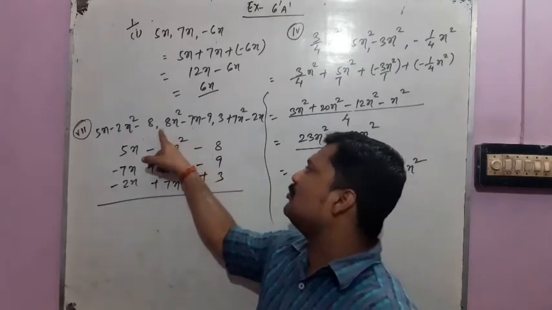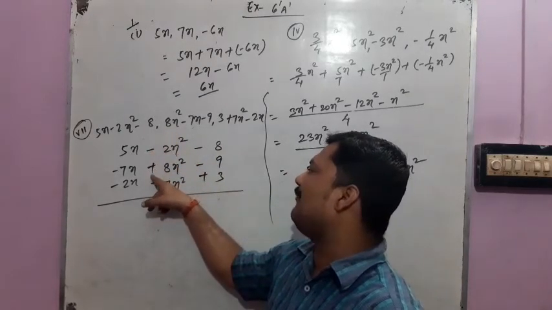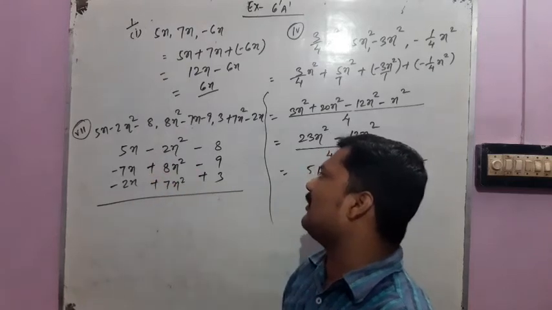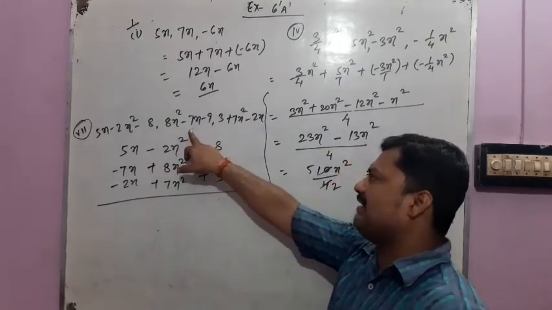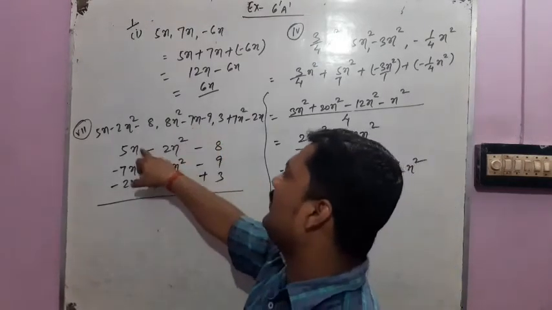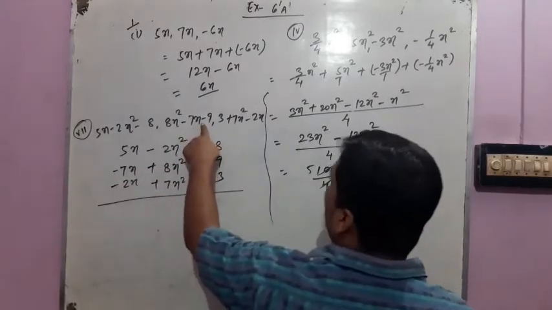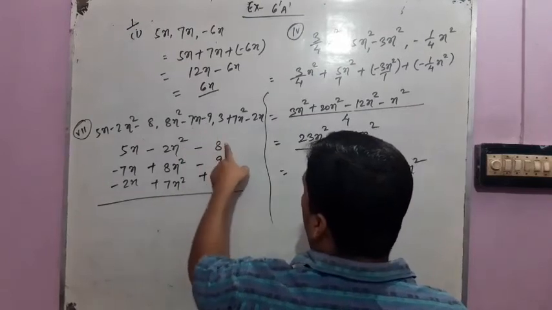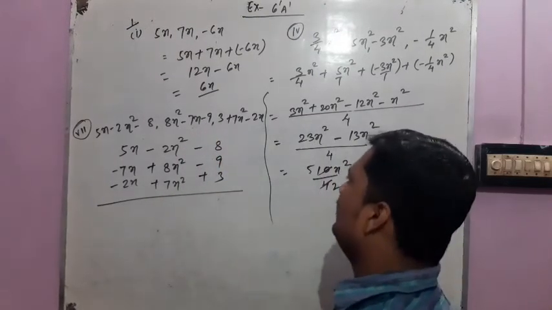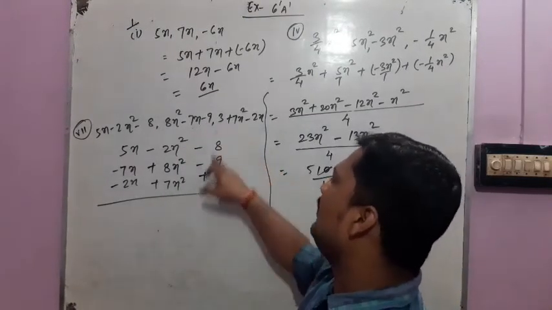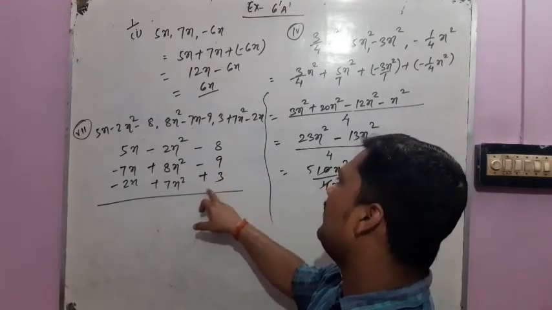Before the x square there is no sign, that means it is plus. So we have to mark the plus sign and write x square. The next term is minus 7x. That term we have to write under the x, so we write minus 7x here. The next term is minus 9. That is a constant term that we have to write below the constant term. Now the next term is 3. That is a constant term, so we have to write it below the constant term, plus 3.